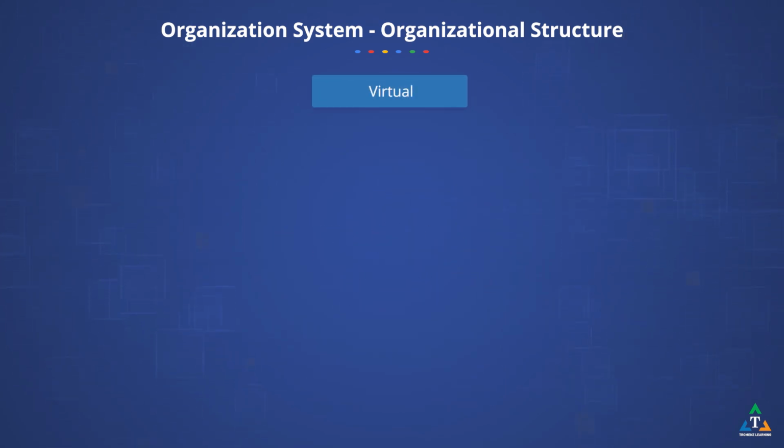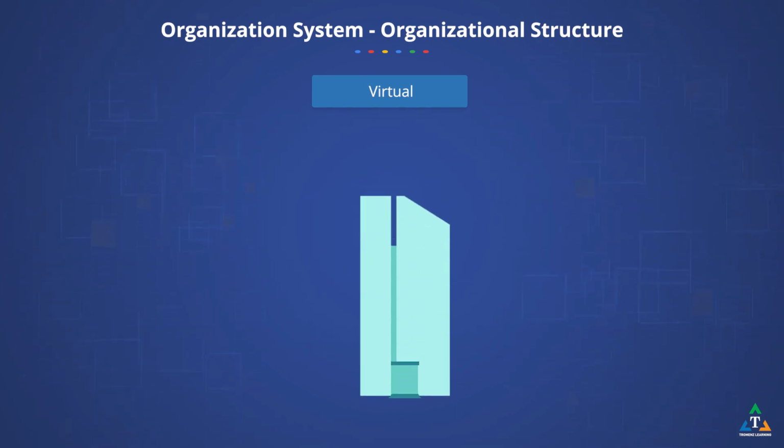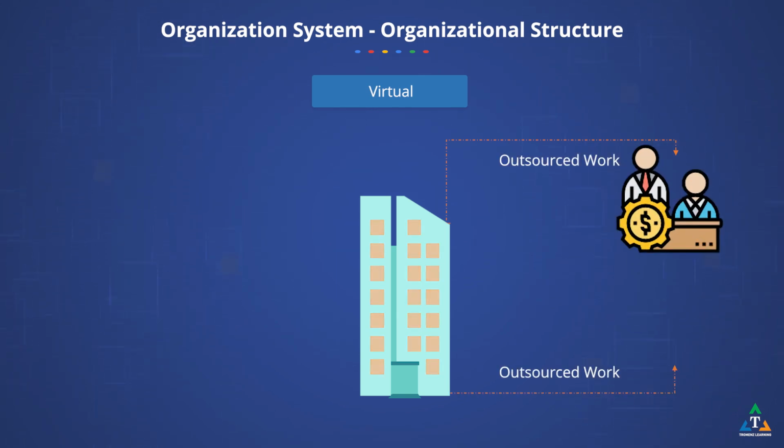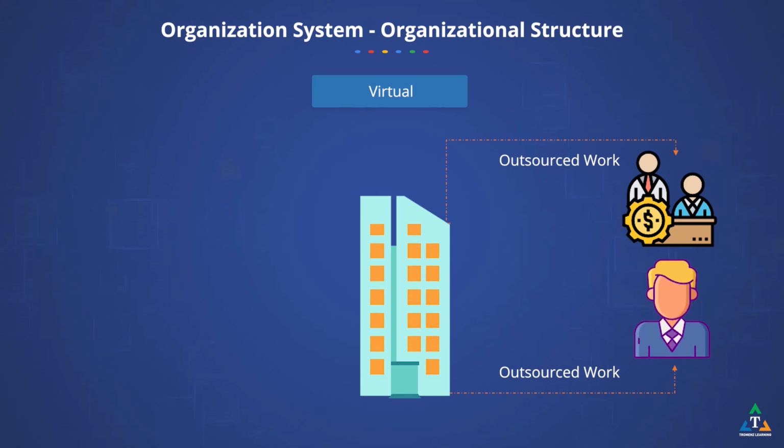Virtual organization is also known as virtual cooperation. The central organization is connected to outside firms via the Internet. The outside firm can be a vendor, client, or associate. This structure helps organizations achieve corporate growth and a greater profit.